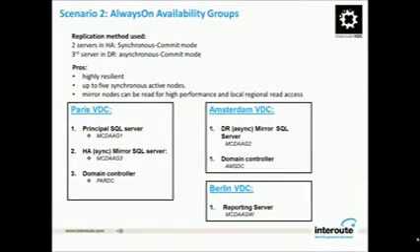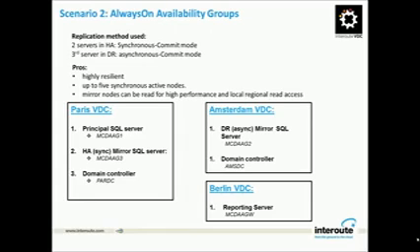In the following example, I will show you an AlwaysOn Availability Group configuration for Microsoft SQL. The replication method used in this scenario is synchronous commit for the two servers in the primary zone and asynchronous commit for a third server in the disaster recovery site.